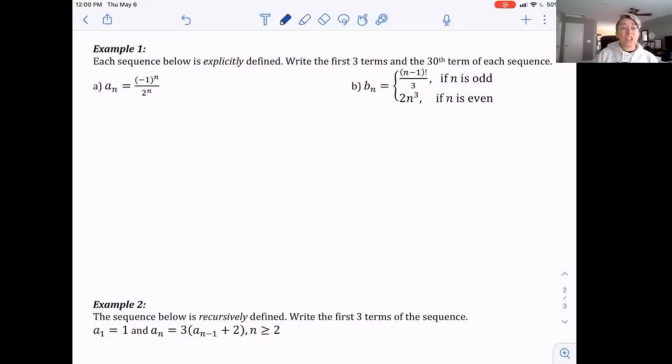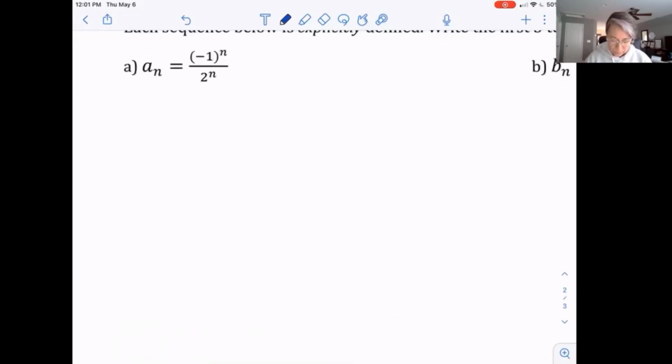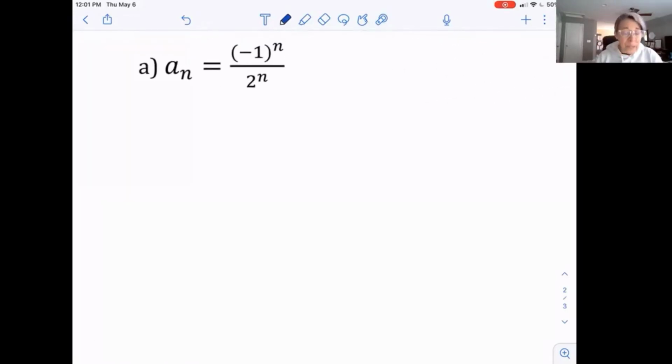So in example 1, each sequence is explicitly defined. In other words, it's giving us a formula where we can go directly to the nth term. You want to write the first 3 terms and then skip to the 30th term of each sequence. So for example A, in order to find the first term, we plug in 1 everywhere there's an n. It's a plug and chug.